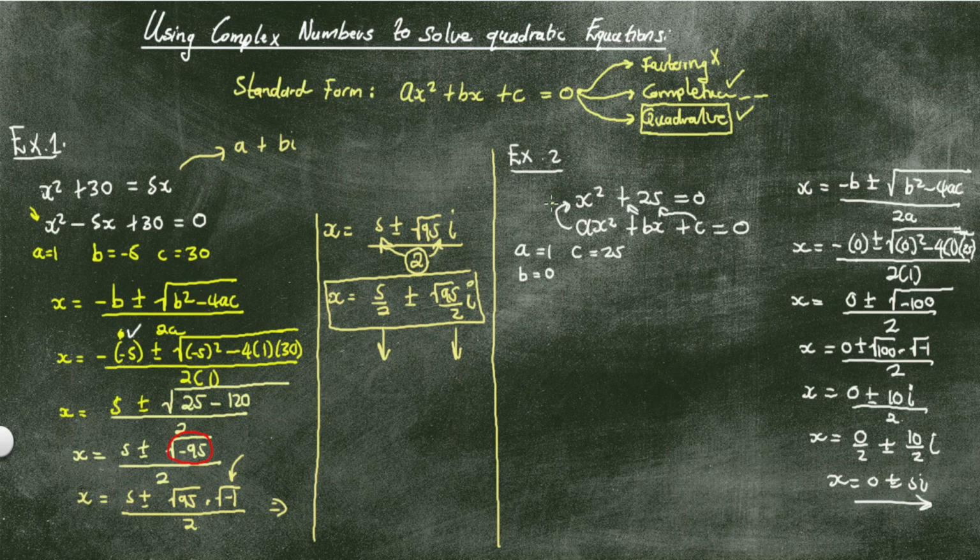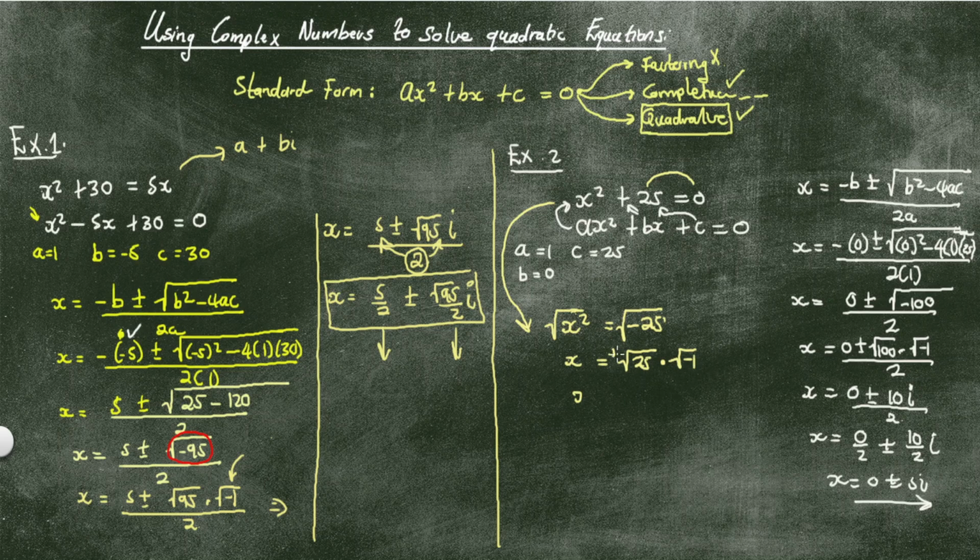Here's an alternative and the quickest way of doing this. X squared equals, transpose the 25 to the right-hand side, so minus 25. Then you take the square root on both sides. It's just going to be x equal to the square root of 25 multiplied by the square root of minus 1.